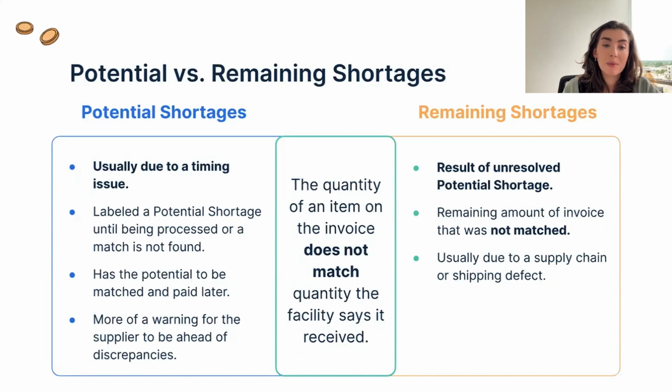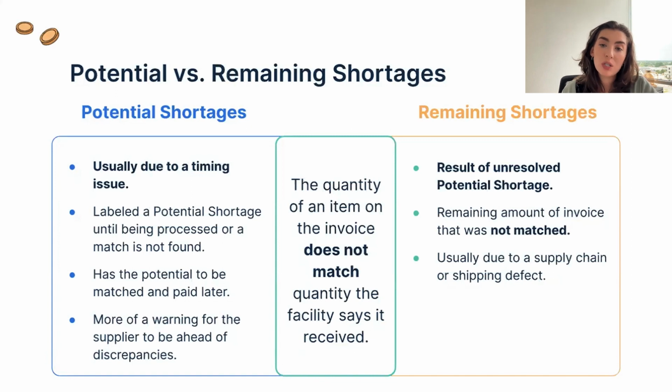So you really want to keep an eye on your potential shortages and make sure they're not moving to remaining shortages. Like I said, this is more of a warning for suppliers to be ahead of their discrepancies and check some things out. Maybe this is a great way to be ahead of your shortage deductions, which Amazon, if you're not familiar, has a 30-day window for disputing. So this is actually a really helpful tool if you're seeing a lot of shortages to get on those and start looking at proof documentation early.